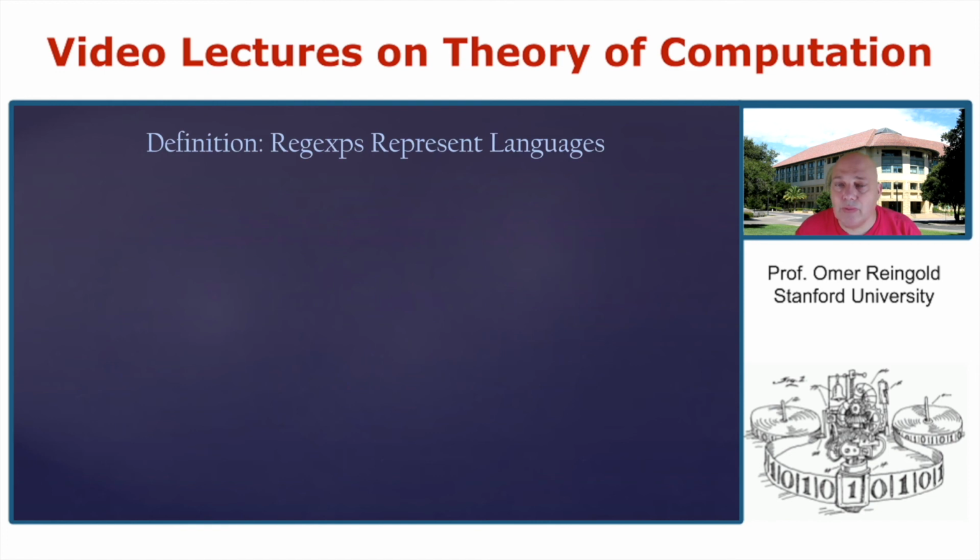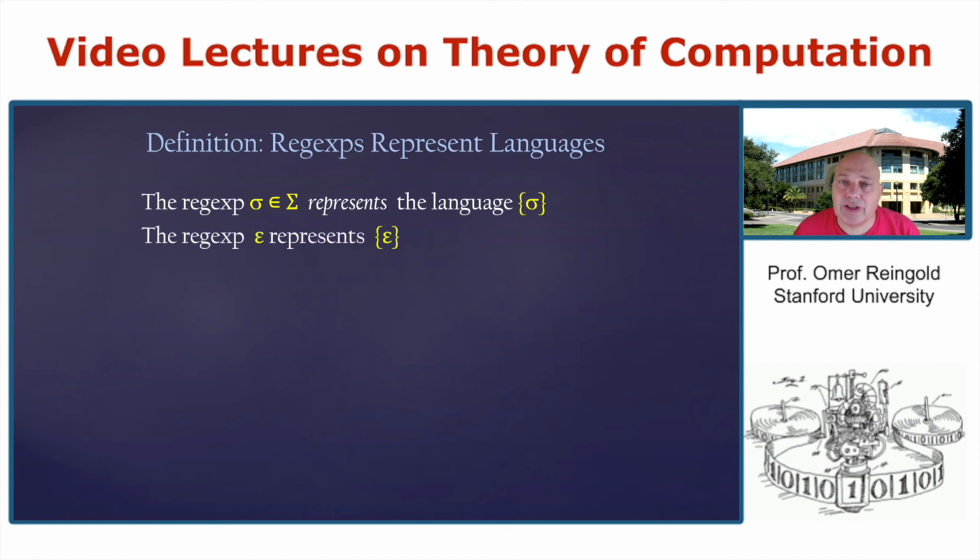So now we want to say, what are these regular expressions? How do they represent languages? And we'll do it recursively. So for the base case, the regular expression sigma represents a language that contains a single word, and this single word contains a single alphabet character, sigma. The regular expression epsilon represents the language that only contains the empty string. And the regular expression empty set represents the empty set.